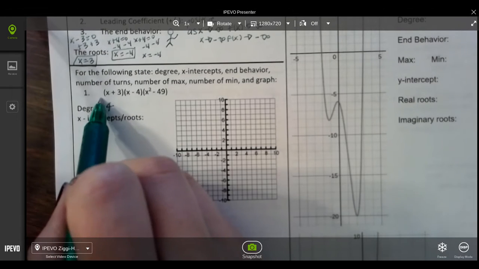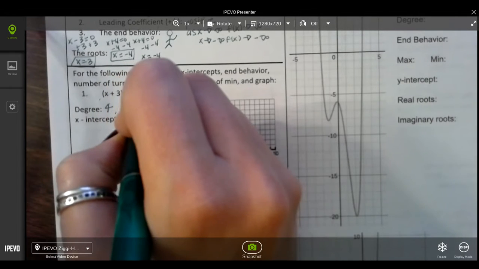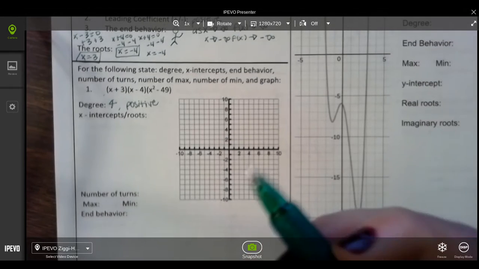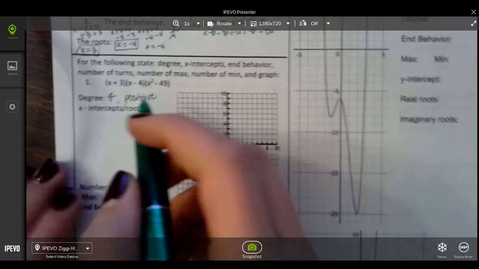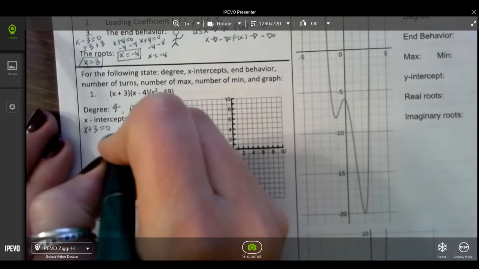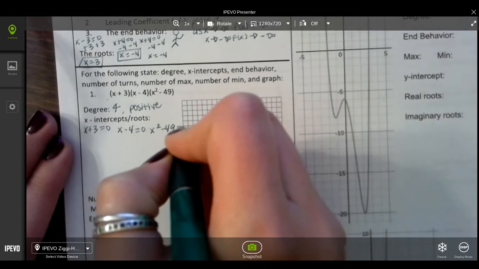And is this a positive or negative? Or positive. Okay, I'm just going to write that down right next to it because we're going to need that for end behavior. And then my x-intercepts and roots, I just have to set these equal to 0. X plus 3 equals 0. X minus 4 equals 0. X squared minus 49 equals 0.